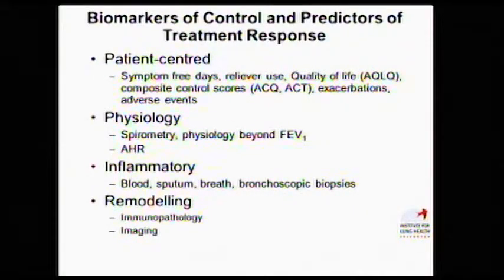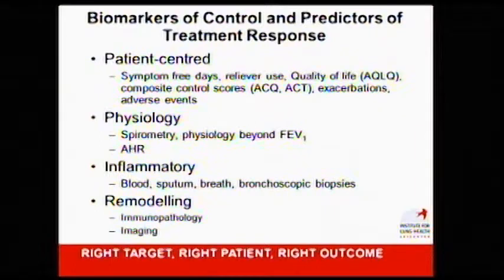is hitting its target, and we also need to think about what our output is, because we want to measure an asthma outcome which is relevant to the target we're hitting. So it's very important that we pick the right target in the right patient and measure the right outcome, and I'll show some examples of this as we go along.